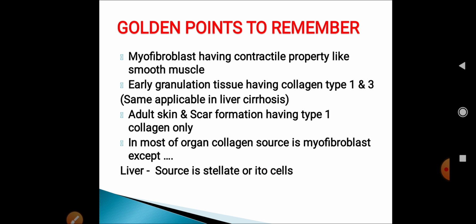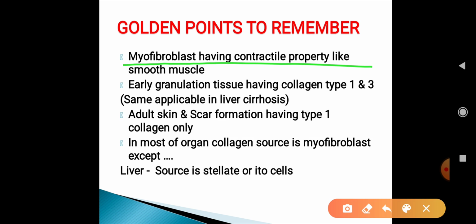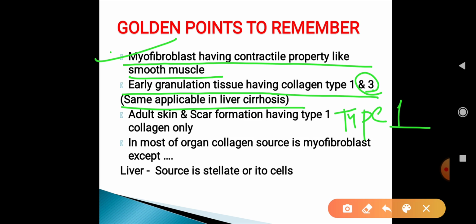Okay, now these are some golden points to remember, guys. Myofibroblast has the contractile property like that of smooth muscle, and that is a particular feature of healing by secondary intention. Early granulation tissue has both type 1 and type 3 collagen. Same is applicable in the liver cirrhosis as well. But you have to remember that whenever the scar is formed, the type 3 collagenous tissue is getting replaced by only type 1. So the adult skin, our normal skin, and the scar formation have the type 1 collagen only.